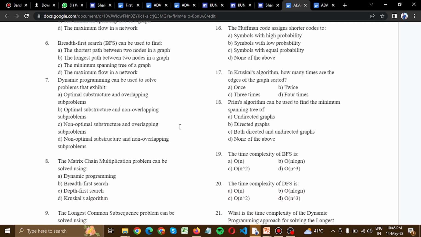Now next question 7. Dynamic programming can be used to solve problems that exhibit. Dynamic programming is a technique that is used to solve optimization problems by breaking them down into smaller subproblems and solving each subproblem only once. So the answer is option A, that is optimal substructure and overlapping subproblems.